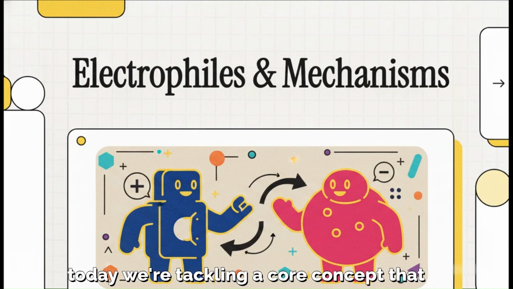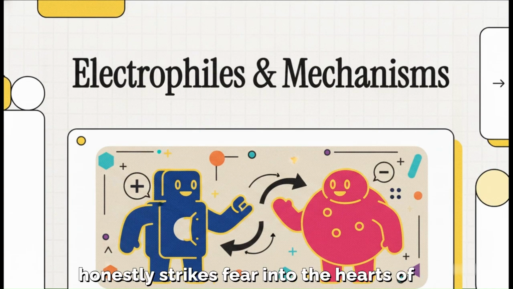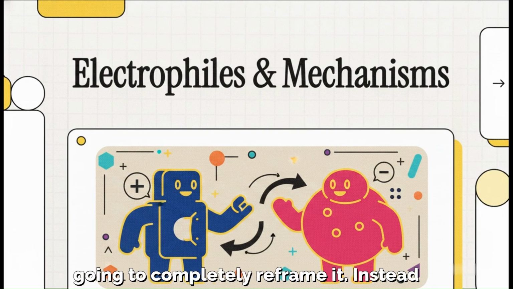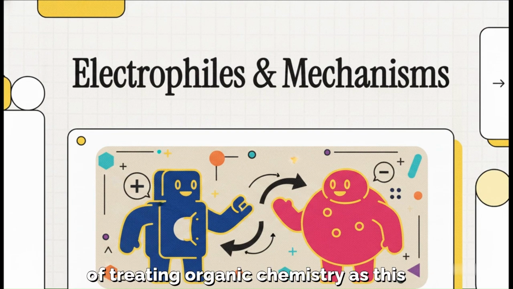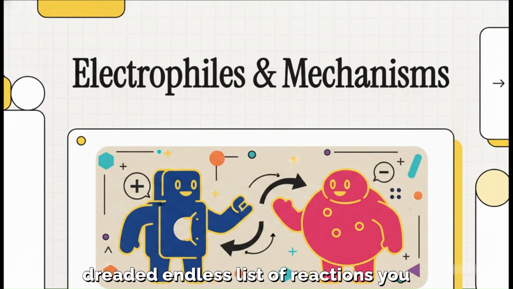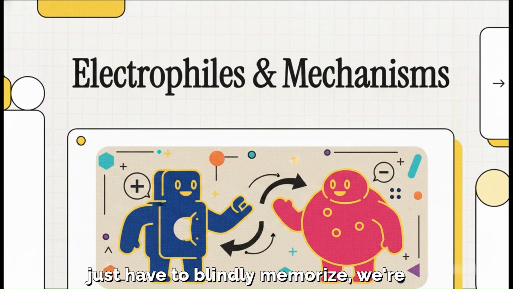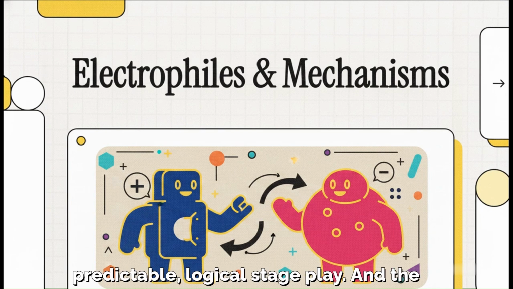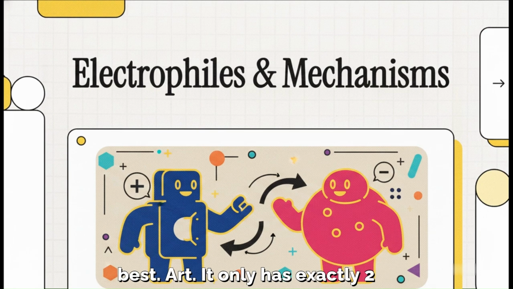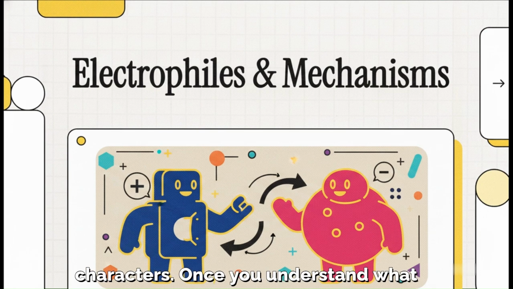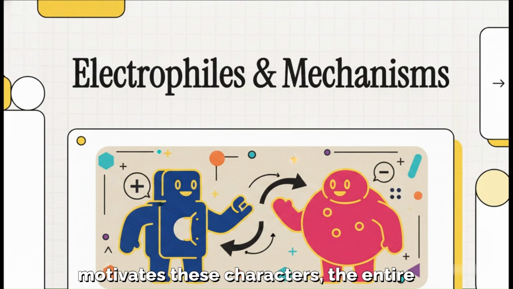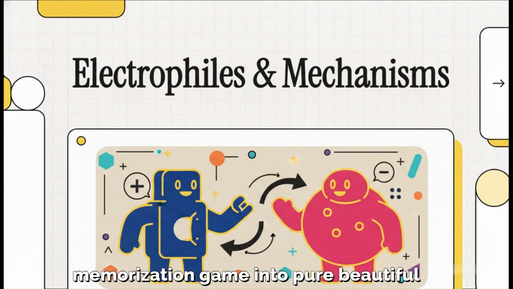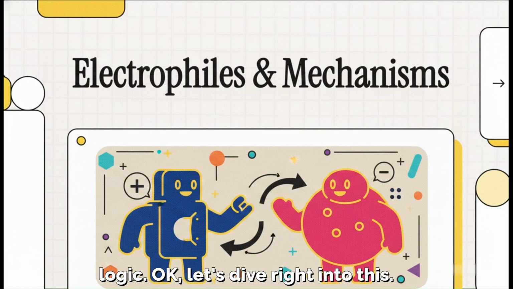Today we're tackling a core concept that, honestly, strikes fear into the hearts of chemistry students everywhere. And we're going to completely reframe it. Instead of treating organic chemistry as this dreaded, endless list of reactions you just have to blindly memorize, we're going to look at it as a highly predictable, logical stage play. And the best part? It only has exactly 2 characters. Once you understand what motivates these characters, the entire subject literally transforms from a memorization game into pure, beautiful logic.